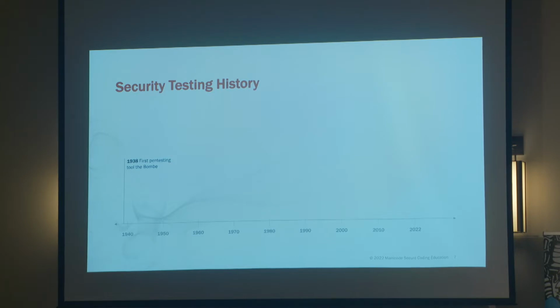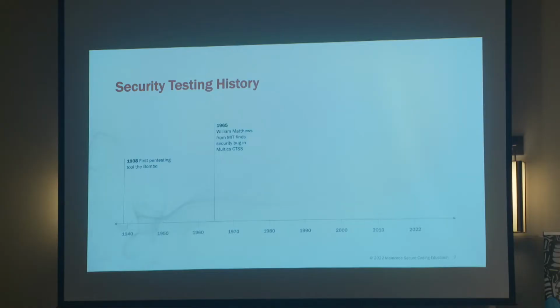That's where we started. Now, there's a big gap in security testing. About 1965, what's going on in 65? William Matthews finds a security bug in Multics CTSS. And we're going to come back to that. There's a couple interesting findings around Multics CTSS. This is a really early time-sharing server at MIT. So we're going to come back to that in just a little bit.